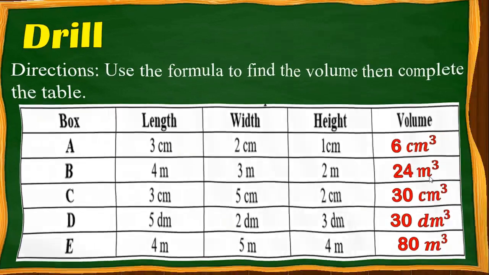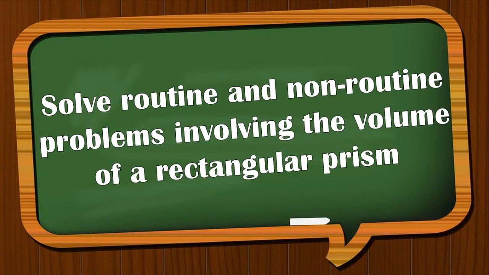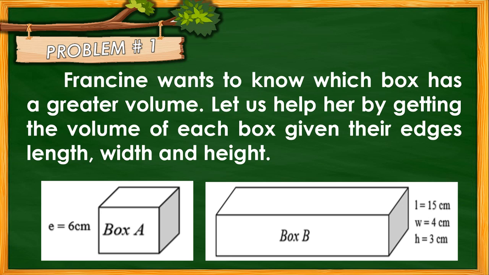So going back to our main topic for today, we're going to solve routine and non-routine problems involving rectangular prism and the cube. So let's have problem number 1. Francine wants to know which box has a greater volume. So these would be the boxes. We have box letter A and box letter B. Let us help her by getting the volume of each box given their edge, or length, width, and height.